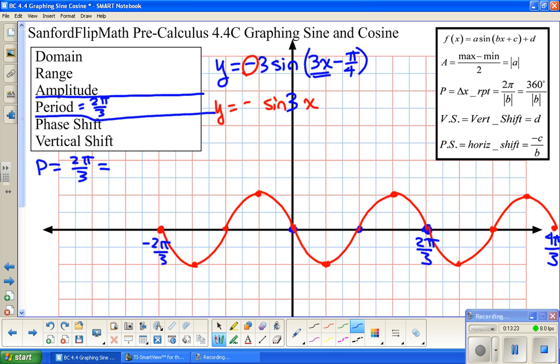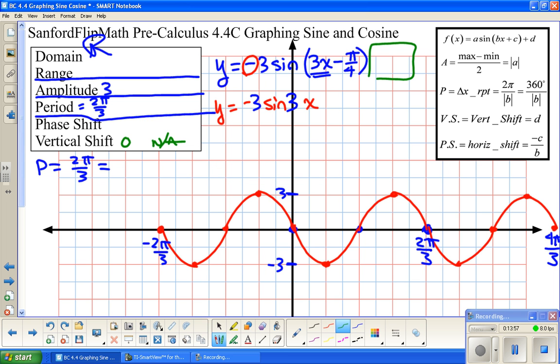Amplitude is the absolute value of a. Well, in this case, a is -3, so the absolute value of -3 is 3. Okay, so that means we're going to go up to a height of 3 and down to a height of -3. Now that's before any shifting happens. And the domain's all real numbers. We already know that. There is no d out here added or subtracted, so the vertical shift is 0, or again, you can say not applicable, or none.